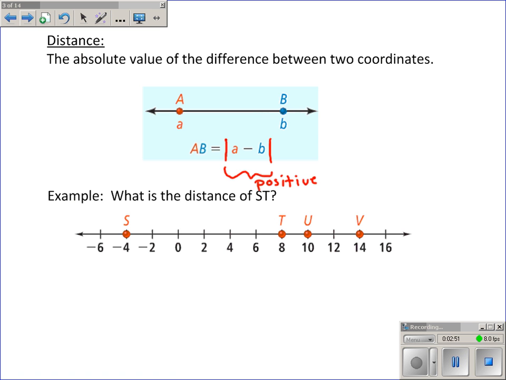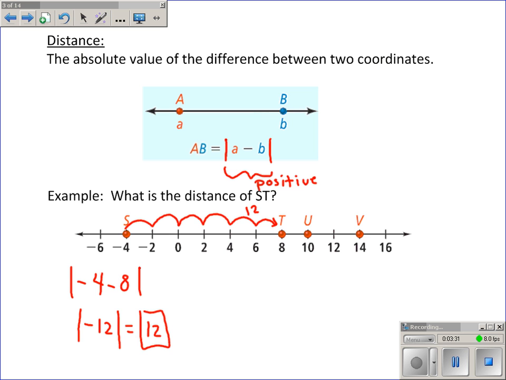The distance from here to here is 2, 4, 6, 8, 10, 12. So the distance between S and T is 12. Now, let's use our absolute value formula. It's the absolute value of -4 minus 8. Those are the two coordinates. So -4 minus 8 is -12. Now the absolute value, if you make that positive, you get a positive 12. The same exact thing we got before.